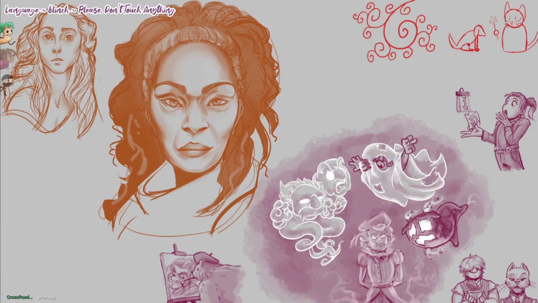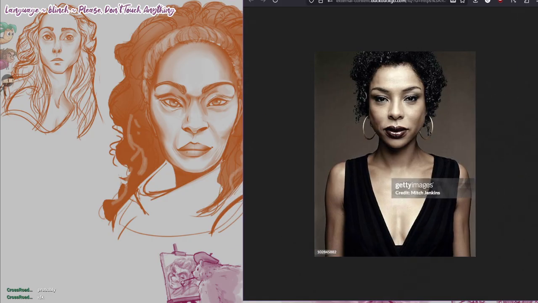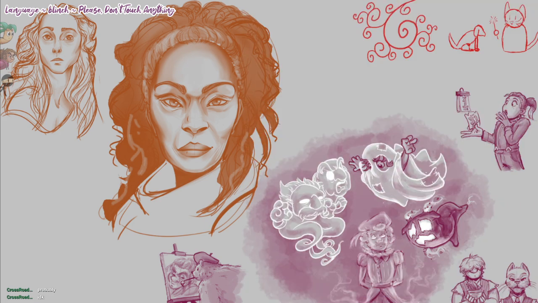Also, just for reference, this was the person I was thinking of. That's Sophie Okonedo. I don't know how to pronounce it. The actress. She's been in a bunch of things, including Inside No. 9, which is why I know her. Anyway, I reckon you draw a nice thing. That's a cool face.